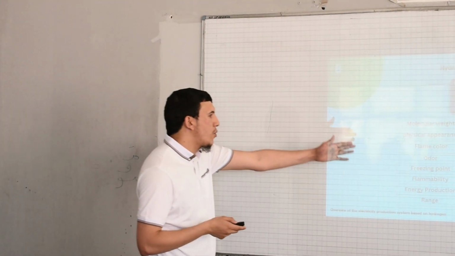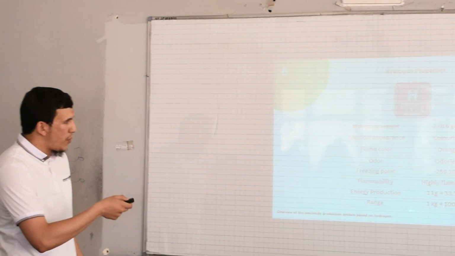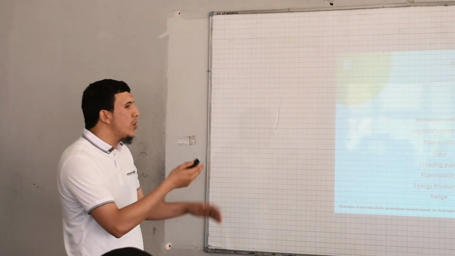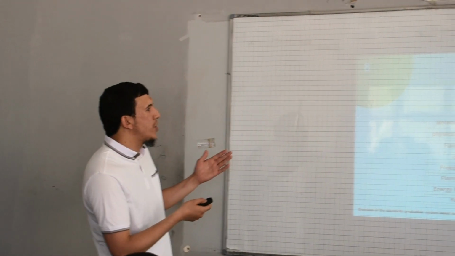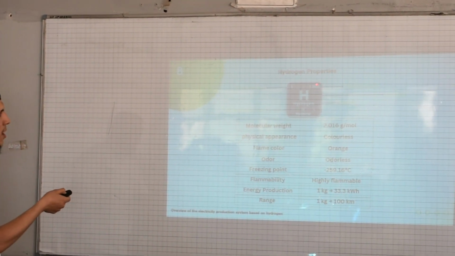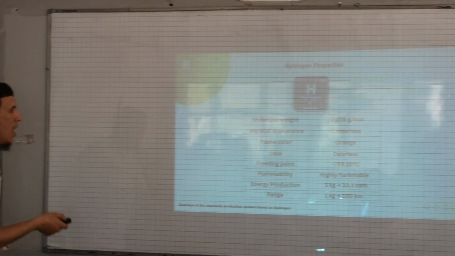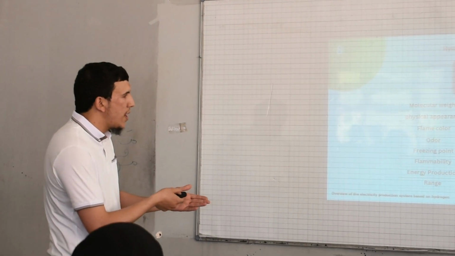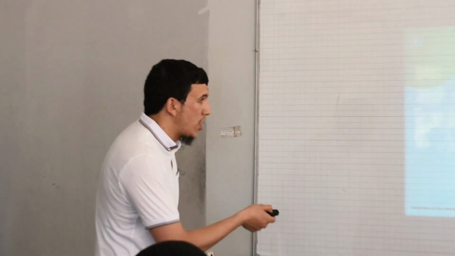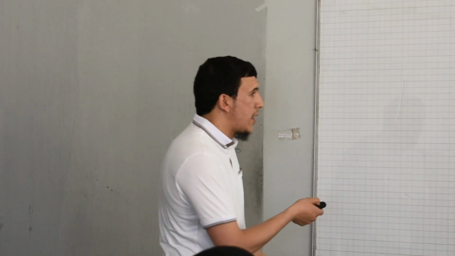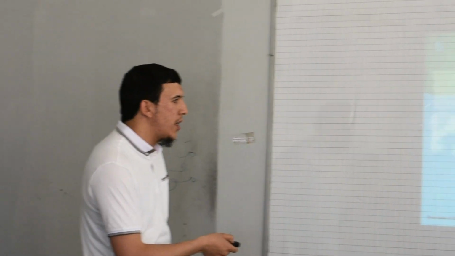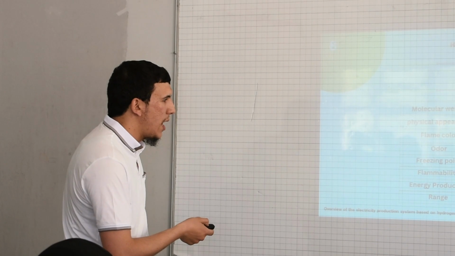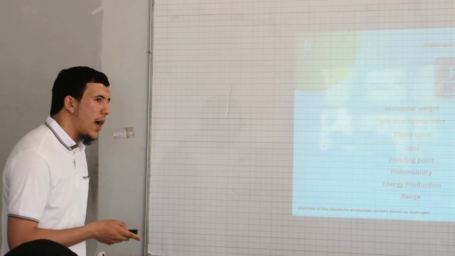Here we have some properties of hydrogen as a molecule. Hydrogen is the lightest element in the periodic table, and here are its mass number and its number of electrons. We focus on one or two things in this table, like the freezing point being so much lower, and hydrogen being a highly flammable gas. If you want to produce electrical energy from hydrogen, you need 1 kilogram to generate 33.3 kilowatt hours.